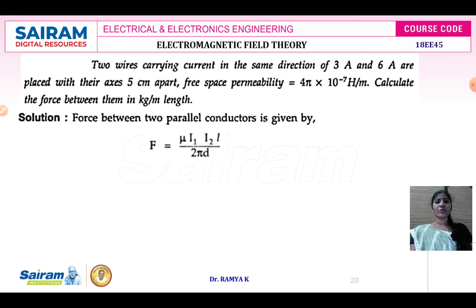When two conductors are parallel and carry current in the same direction, they are going to exhibit a force of attraction. Therefore, F we can give as F is equal to mu I1 I2 divided by 2 pi d into L. The values of current I1, I2 are 3 amps and 6 amps. Mu is 4 pi into 10 to the power of minus 7. L is the length of the conductor, and d is nothing but the distance between the two conductors, that is 5 centimeter.